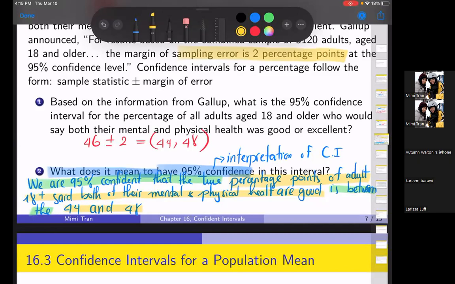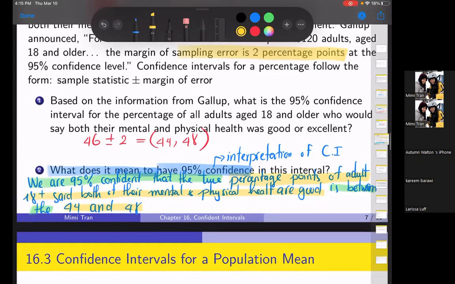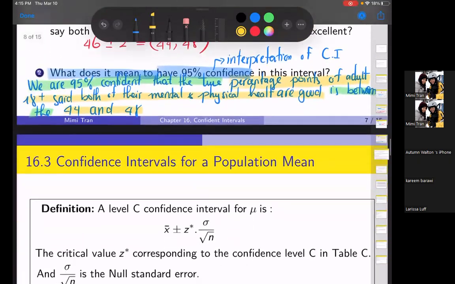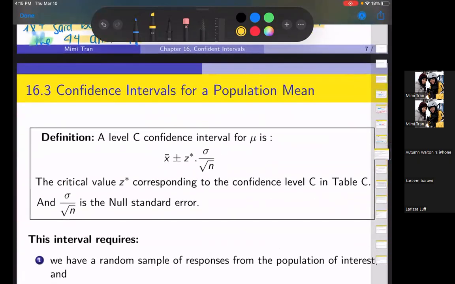Oh goodness, I was thinking I didn't record it. I did. Okay, yay! Here is your formula. You don't have to start from scratch anymore.